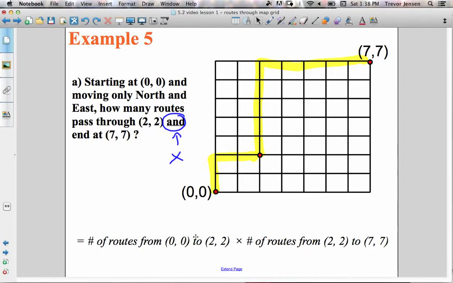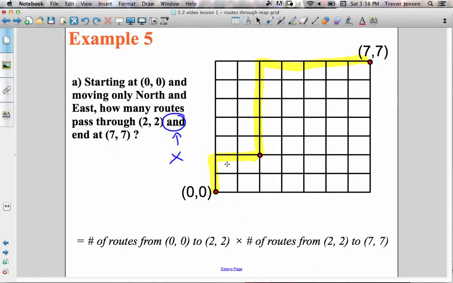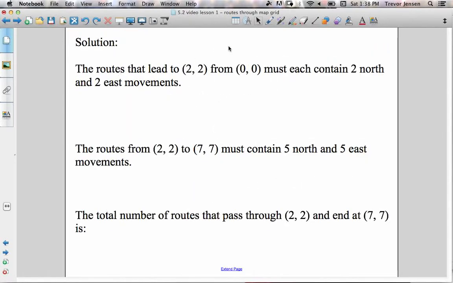Number of routes from (0,0) to (2,2) times the number of routes from (2,2) to (7,7). That will tell us the number of routes that go from (0,0) to (7,7) while passing through point (2,2). So the routes that lead from (0,0) to (2,2) to start with, I'm going to have to go 2 north, 2 east. So 4 moves in total. 2 of them have to be north, 2 of them have to be east.